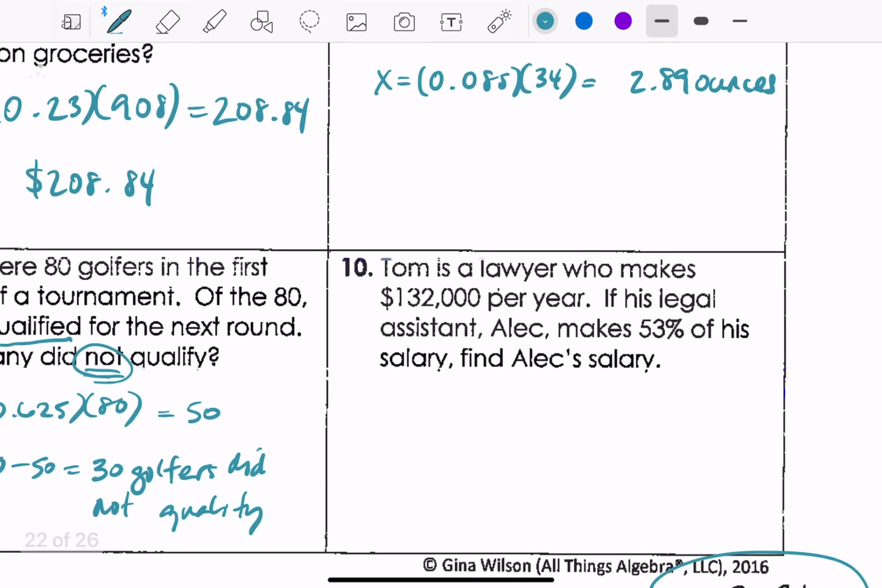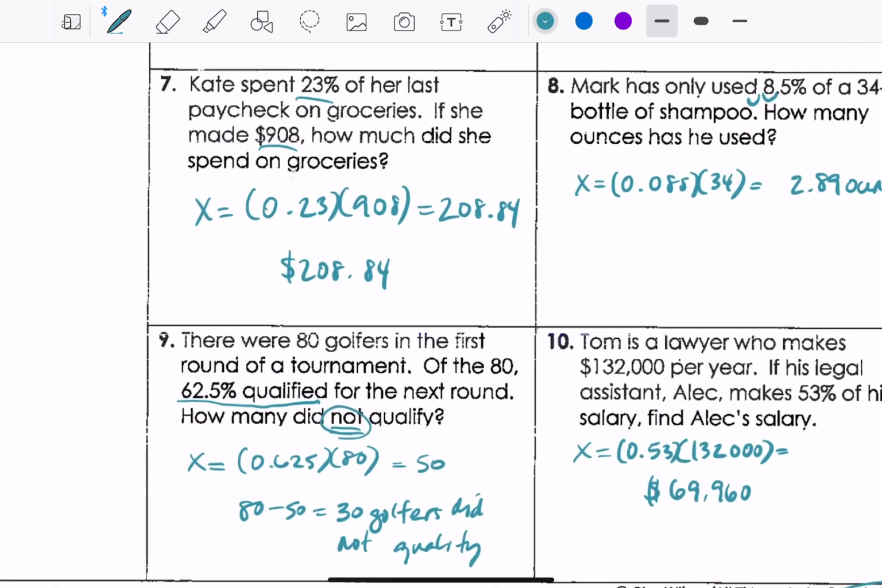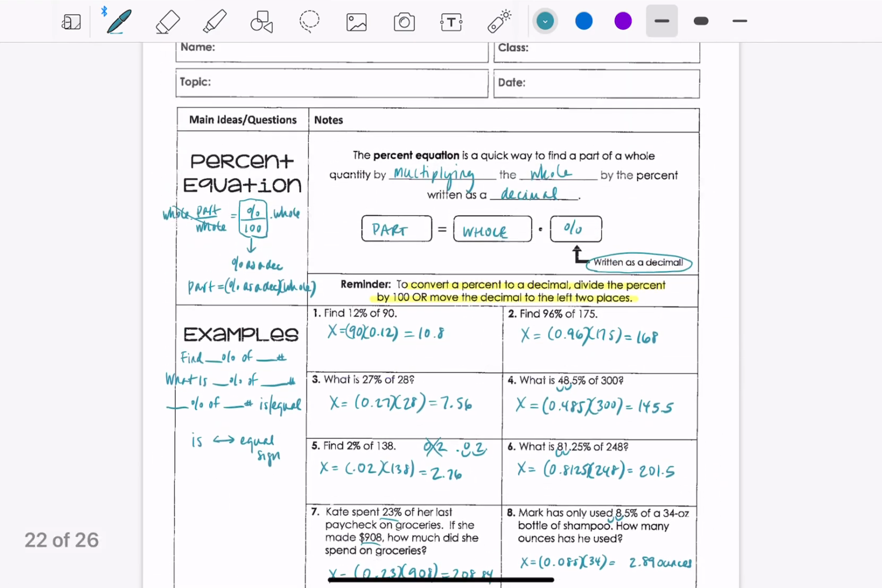Okay, number 10. Tom is a lawyer who makes $132,000 per year. If his legal assistant, Alec, makes 53% of his salary, find Alec's salary. So we need to find what is 53% of Tom's salary. So we're going to take that percent and turn it to a decimal, 0.53, multiply by 132,000, and you get 69,960, and that is dollars, and that is Alec's salary because it is 53% of Tom's. So that is another way to look at percent proportions, and we call this the percent equation.